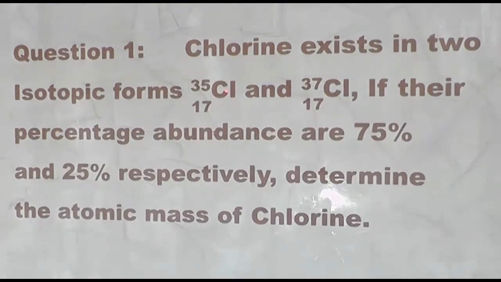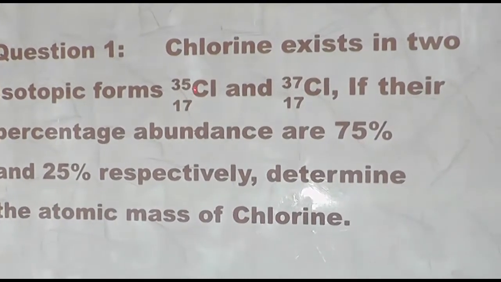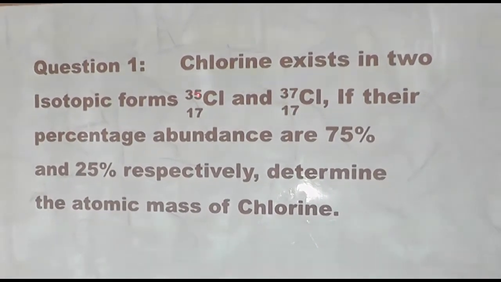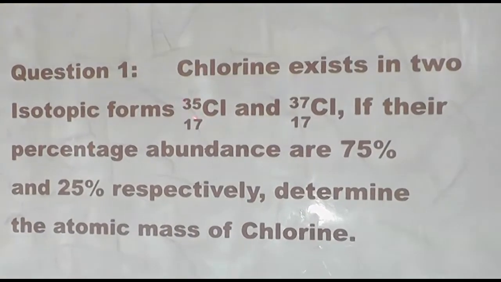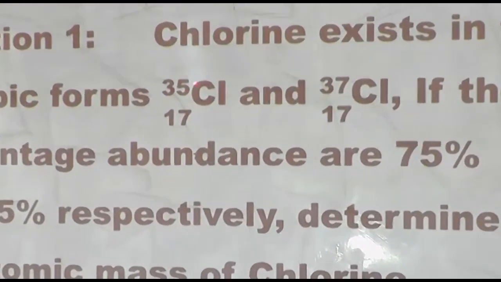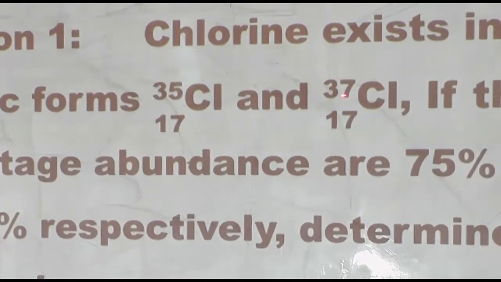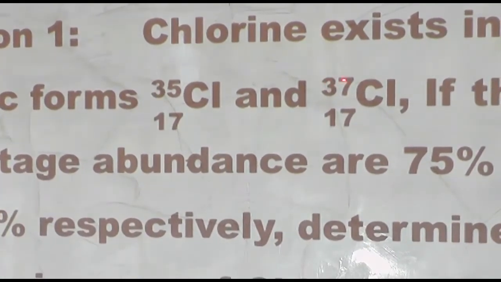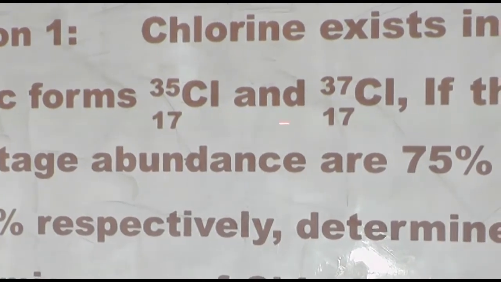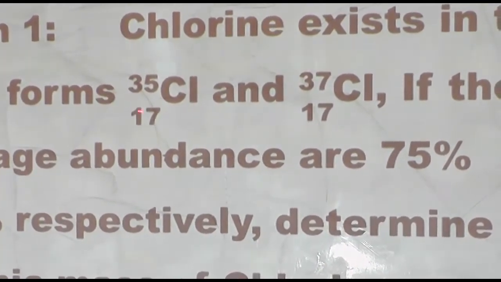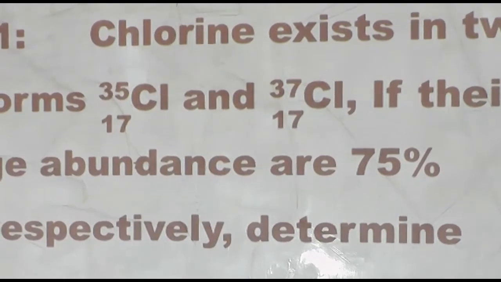Chlorine. Mass number 35, mass number 37. This 35 contributes to the atomic mass. This 37 also contributes to the atomic mass. However, since the number of protons or the atomic number are the same, we can excuse both of them in the solution to this problem.